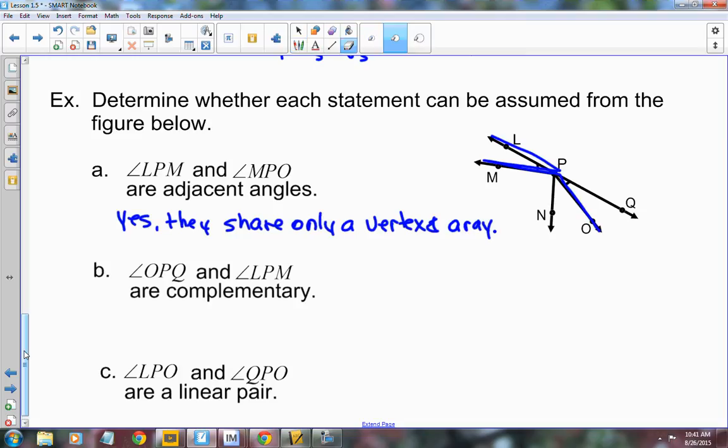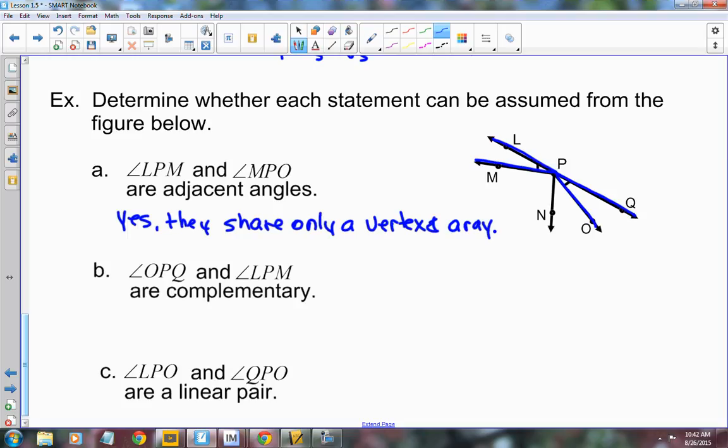All right, here's the next one. OPQ and LPM are complementary. What does it mean to be complementary? They add together to equal 90. What do I know about these two? They're congruent, right? We don't know their measures. All we know is that they're the same.